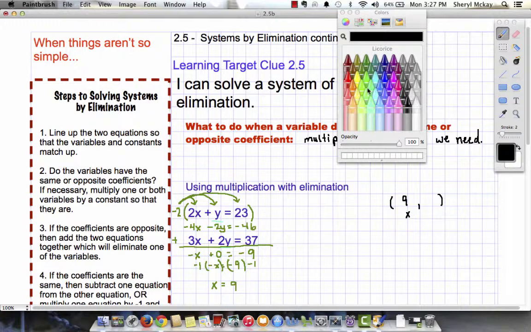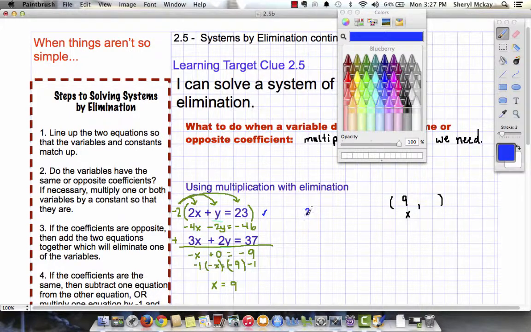And let's figure out what my y is. So I'm going to take x for 9 and I'm going to plug it in to one of these equations. Doesn't really matter which one, but since that y is already by itself, that's going to make it pretty easy to solve. So I'm going to use the first one. Seems like I always use the first equation.